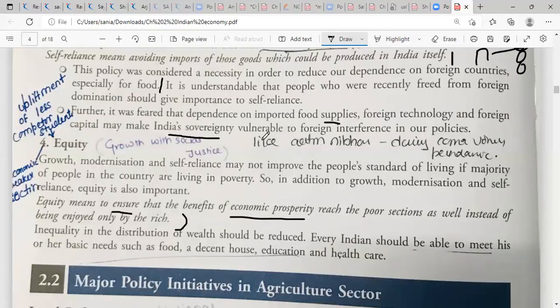For example, India's economy is growing. So the prosperity is basically the richness. So whatever money India is getting, you should make sure that the economic prosperity reaches the poor section as well, instead of being enjoyed only by the rich people. Clear? Yes. Yes.